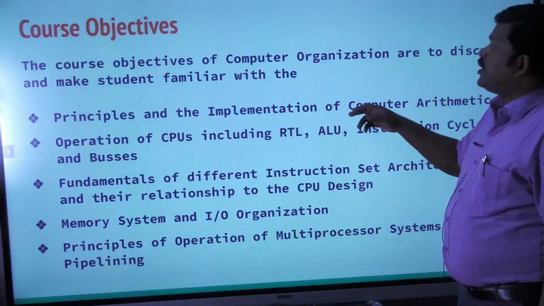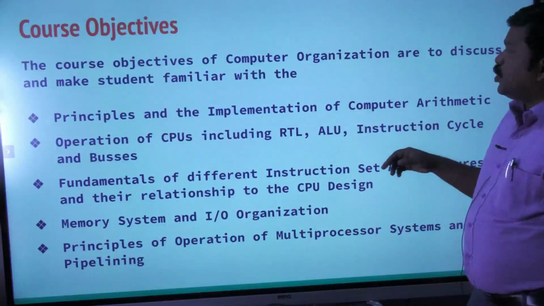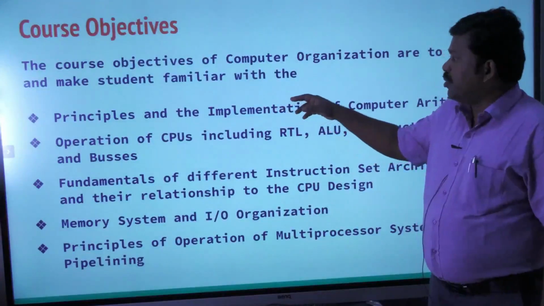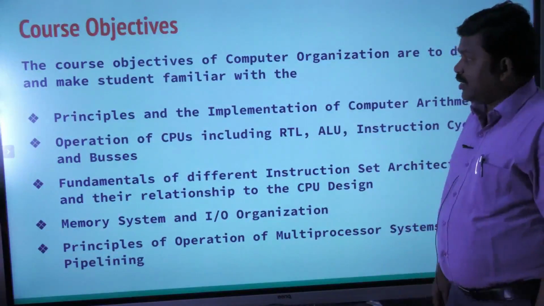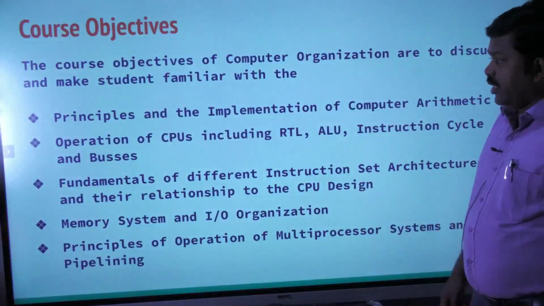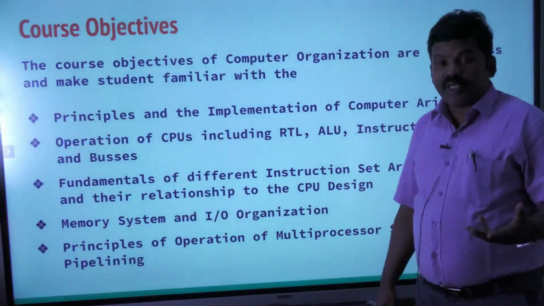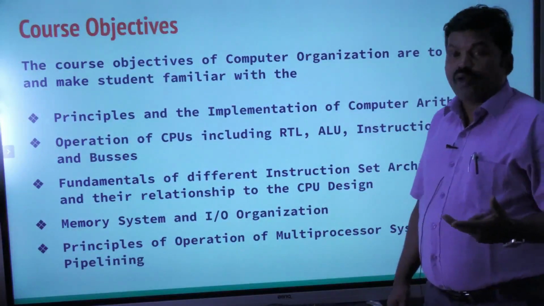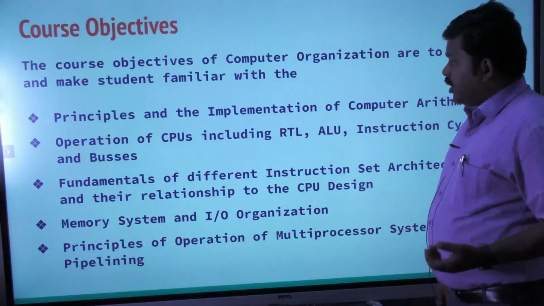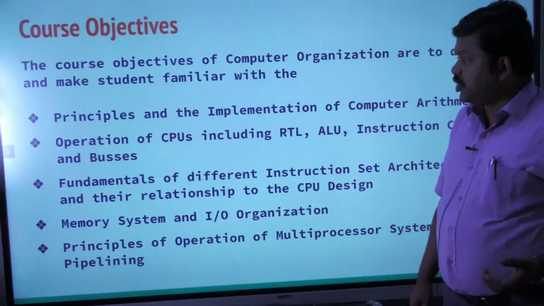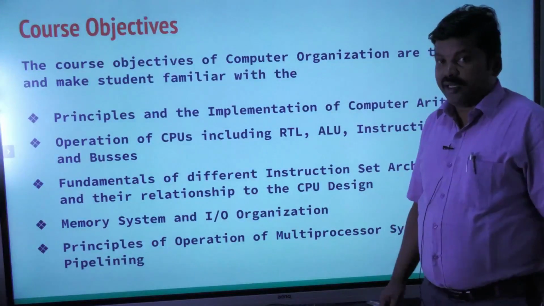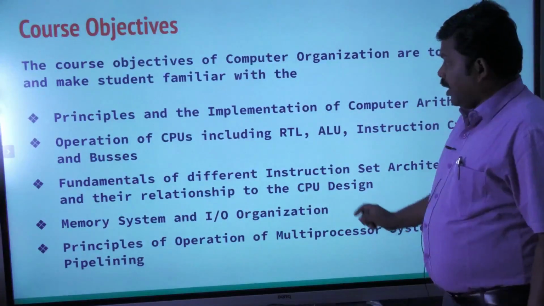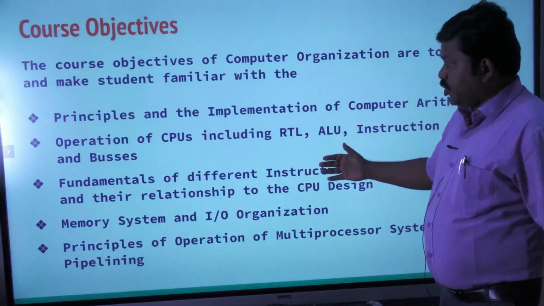The course objective of computer organization is to discuss and make students familiar with the principles and the implementation of computer arithmetic, or what are the various arithmetic operations involved, including fixed point arithmetic and floating point arithmetic, even addition, subtraction, multiplication and division, and various algorithms for division and multiplication, which we are going to see in detail in the later part of the first unit.